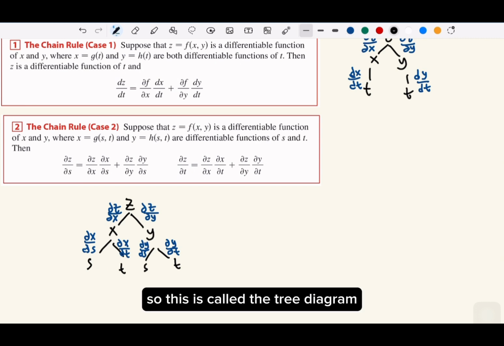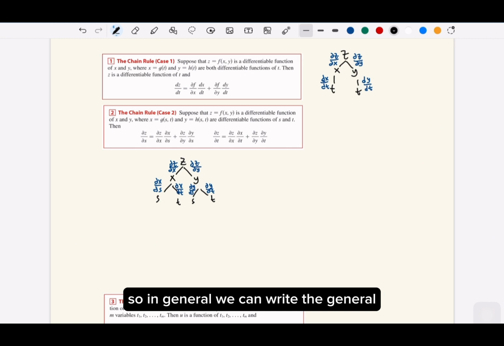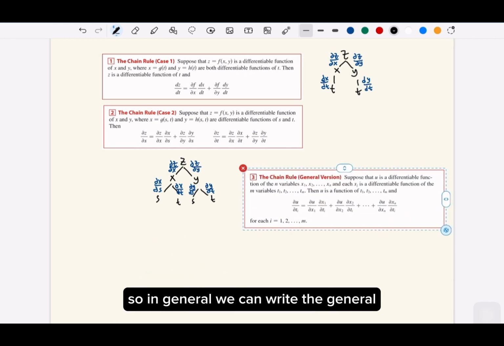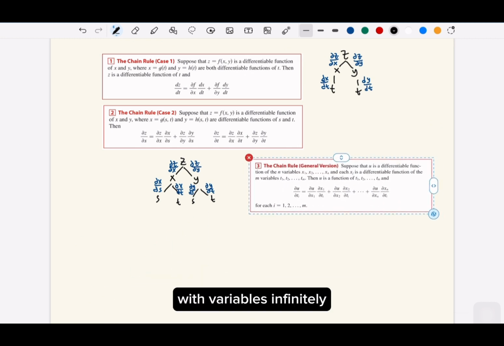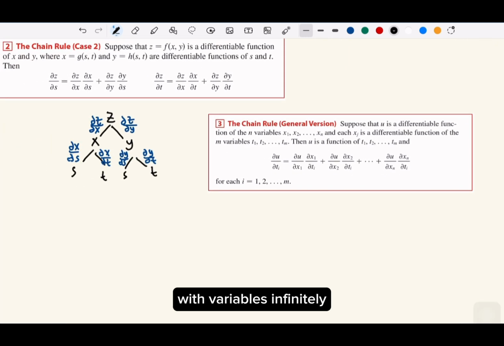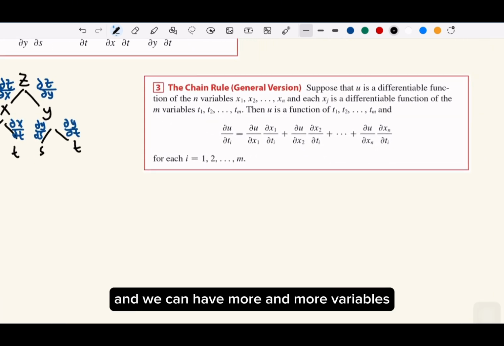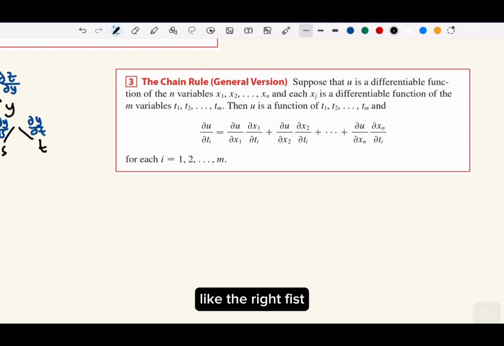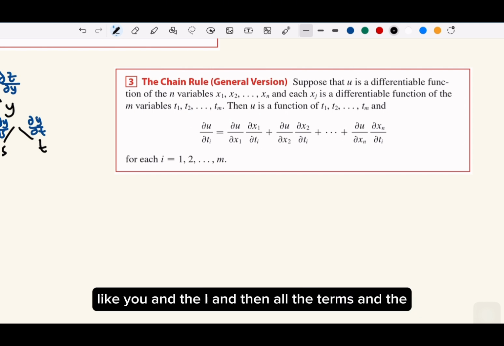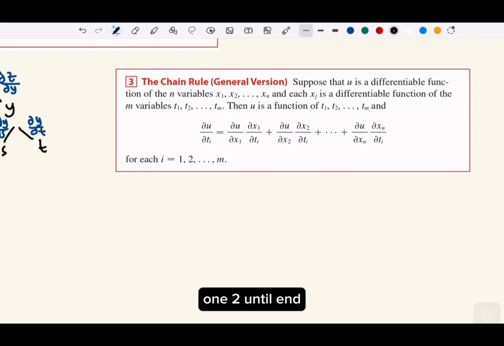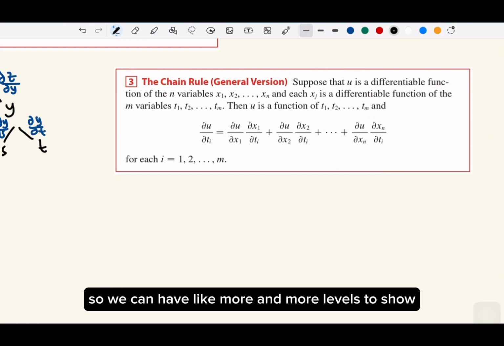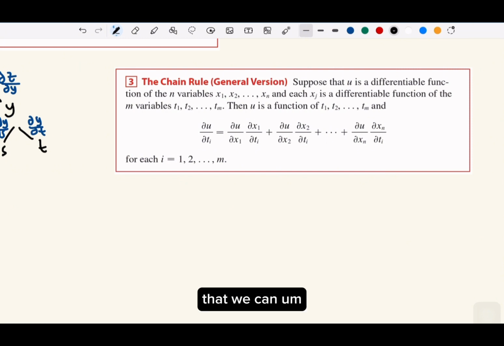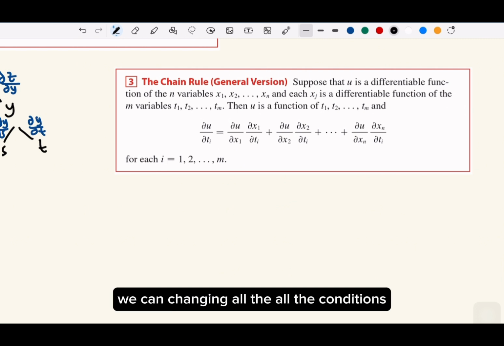So this is called the tree diagram. In general, we can write the chain rule with infinitely many variables. We can have more and more variables, like u and t_i, where all the terms can be 1, 2, until n, to show that we can chain all the conditions.